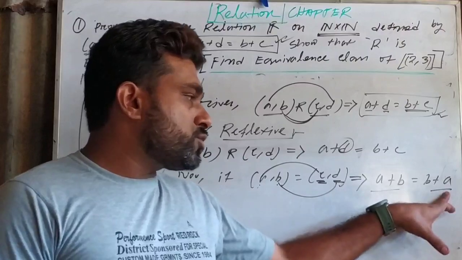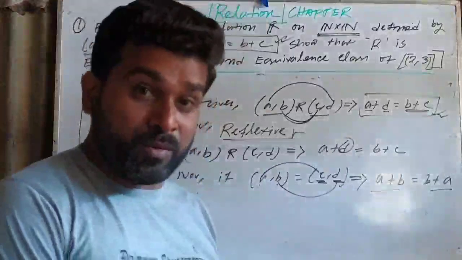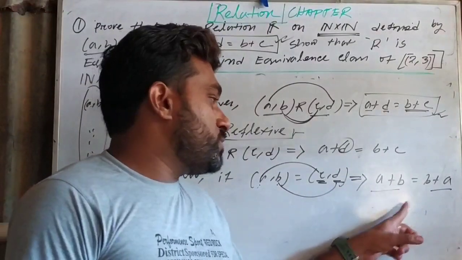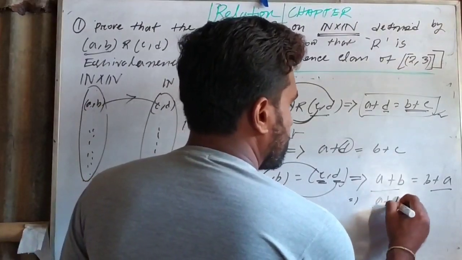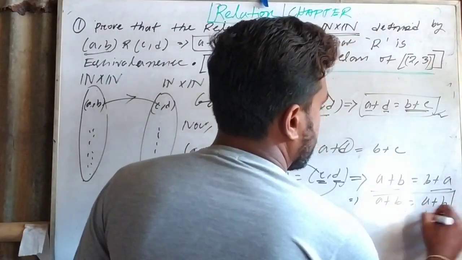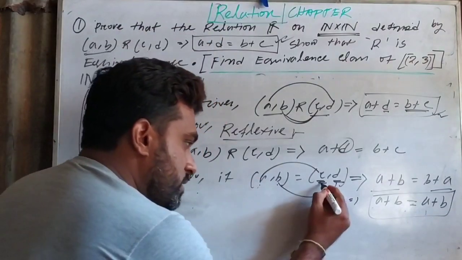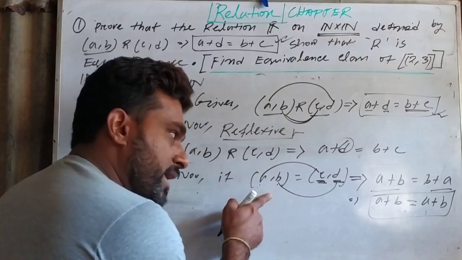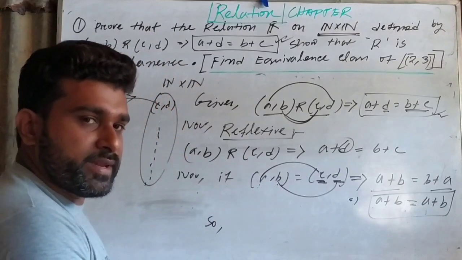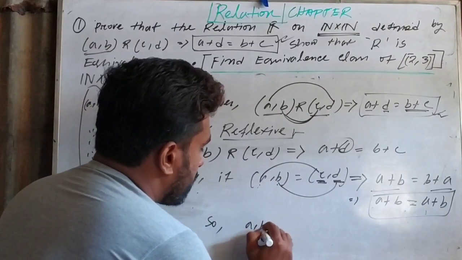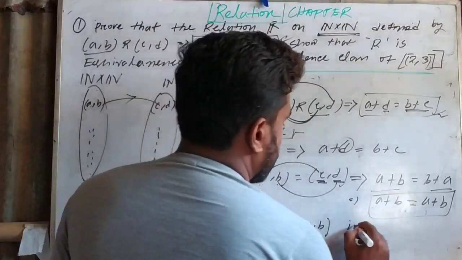Okay. So A plus B equals B plus A, according to my knowledge and according to everyone, that should be equal. A plus B and B plus A means both are same. So this equal sign is satisfied. That means in place of the (C, D) ordered pair, we can replace it by (A, B). So just write that: (A, B) R (A, B) exists.